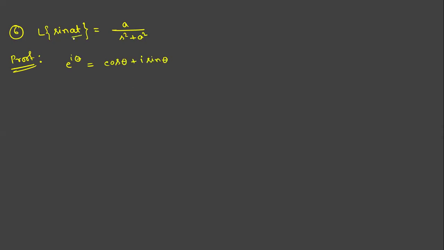Here you have e to the power iat. What is e to the power iat? Obviously, you put theta equals at, so you are getting cos at plus i sin at. Now apply Laplace to both sides of this. Let's say this is equation number 1.